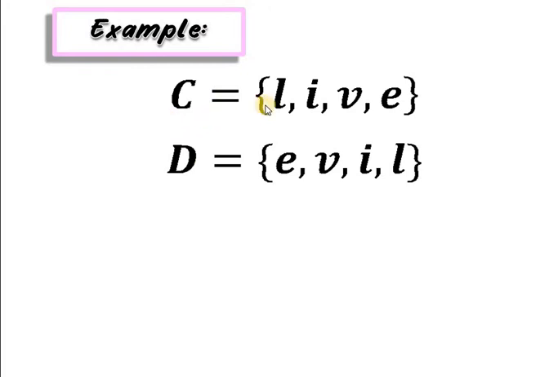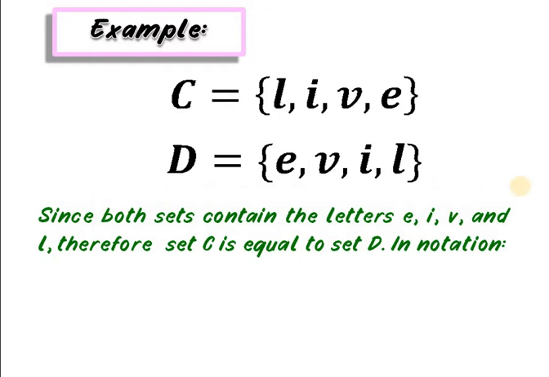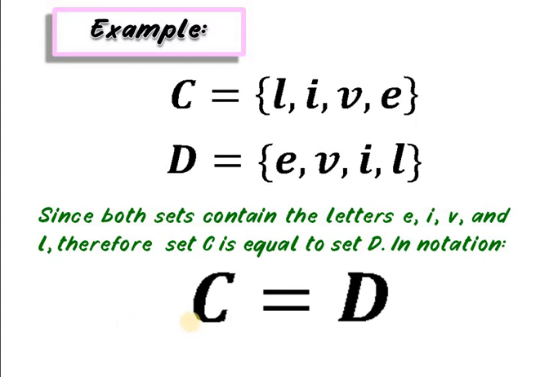How about this next example? C is equal to {L, I, V, E} and D is equal to {E, V, I, L}. What did you notice on the elements of both sets? Very good. They have exactly the same elements. Since both sets contain the letters E, I, V, and L, therefore, set C is equal to set D. In notation, we can write this as C = D.